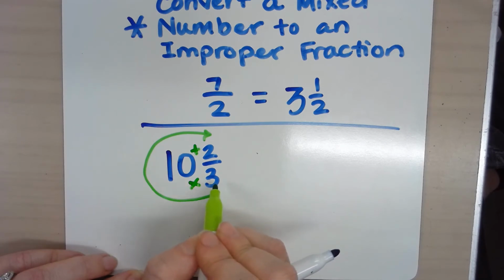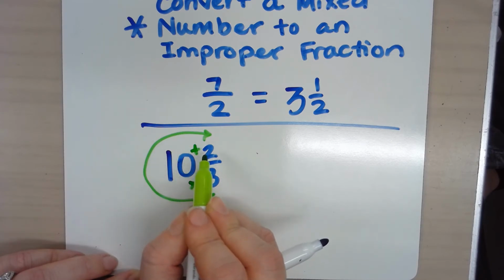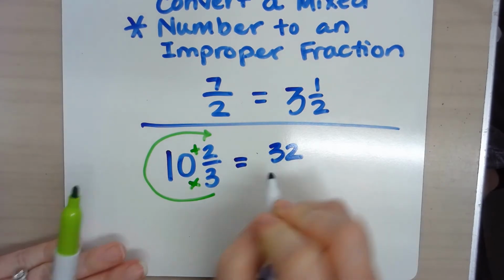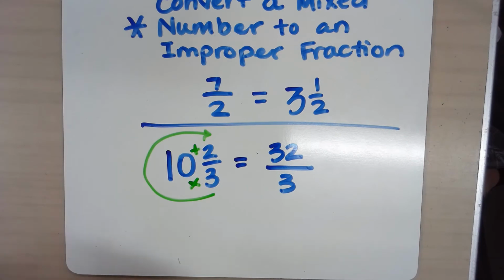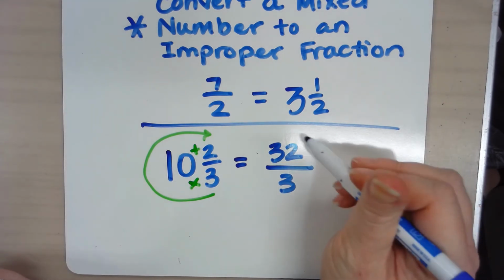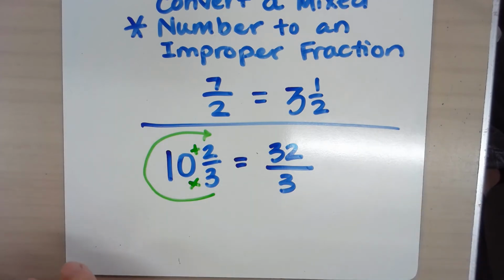Multiply those two values. 3 times 10 gives you 30. Then we're going to add it to what's on top. 30 plus 2 gives us 32. Our denominator stays the same, and we have shown, of course, that 10 and 2/3 is equal to 32/3. Okay, guys, as we've done practice and discussion on what our denominator means and what our numerator means, again, we see these are expressing the same values. It's simply two different ways to say the same value.